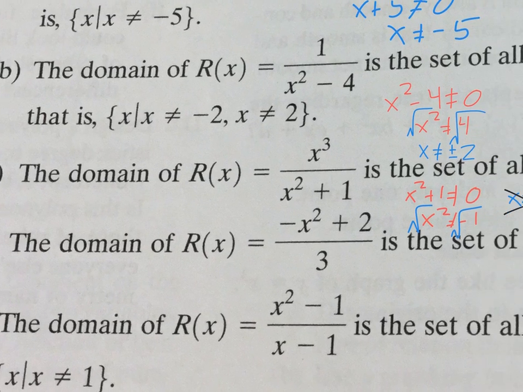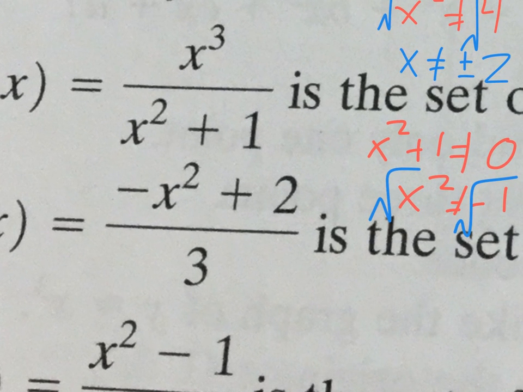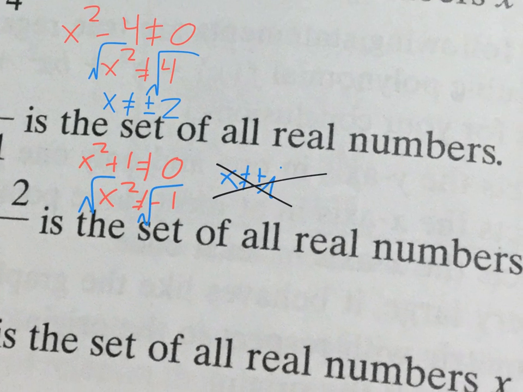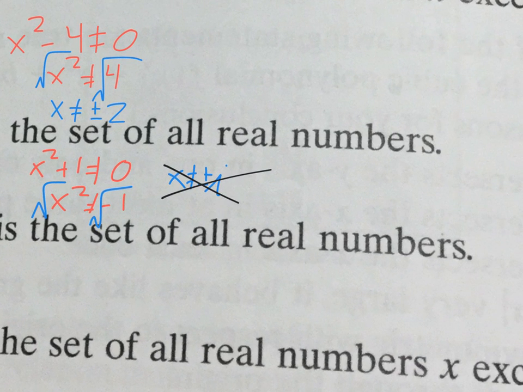Okay, look at the next rational function. I've got a 3 in the denominator. So when can 3 be 0? Okay, but it's not an equation, right? So what's always in the denominator? 3. Can that ever become 0? No. Okay, it's always a 3. So this is also the set of all real numbers because I can't make that be 0.